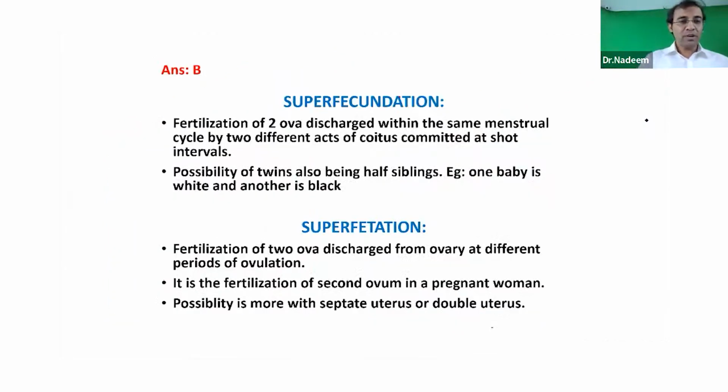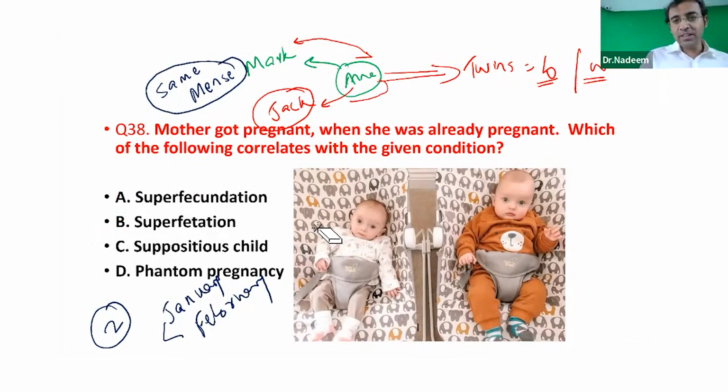Please remember this part. So here the answer will be what? As per this picture, as per the clinical condition, in January she was already pregnant. Again in February she got pregnant. So the mother got pregnant when she was already pregnant. This is what? Superfetation.